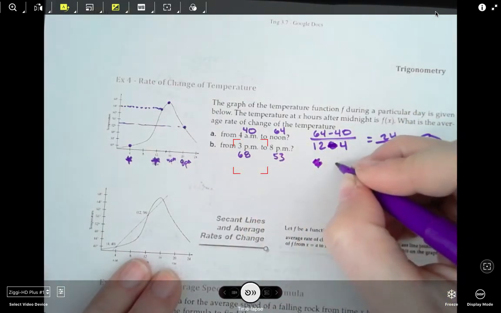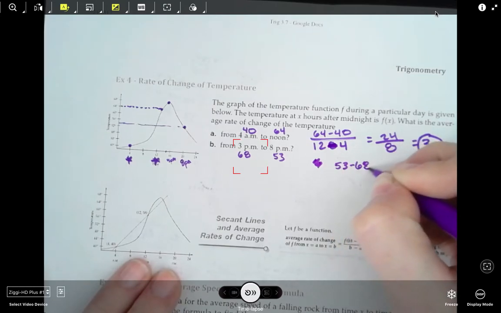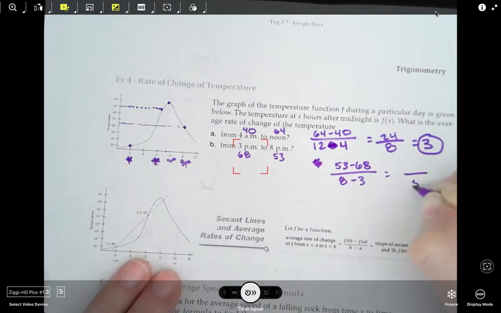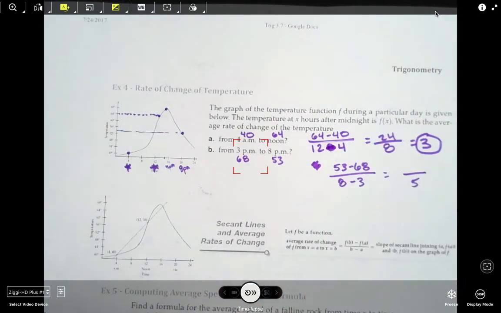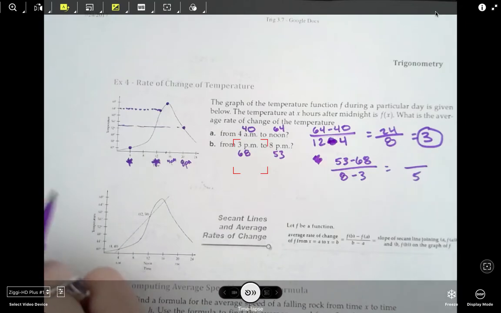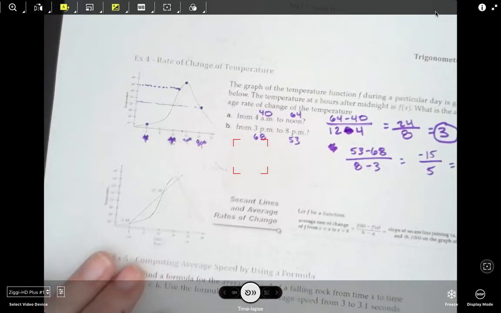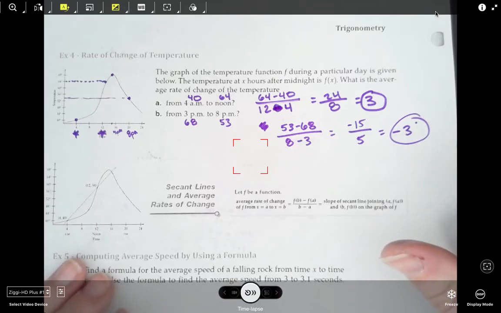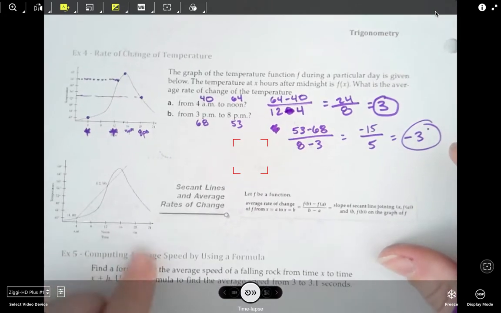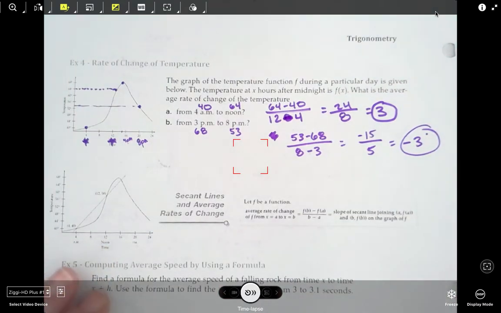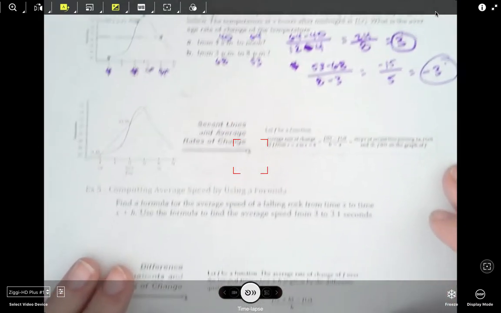So okay, hold on. 53 minus 68 over 8 p.m. minus 3 p.m., that's 5 hours. 53 minus 68, I can't even do that. My brain's not working. Negative 15. So it is going down 3 degrees per hour, on average. Again, those are just estimations. I might not have been exactly perfect, but it's going to be somewhere close to 3 and negative 3. Okay. All right.